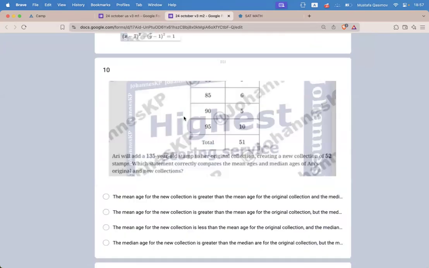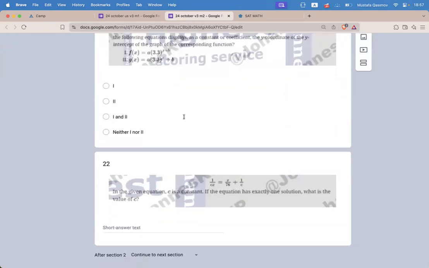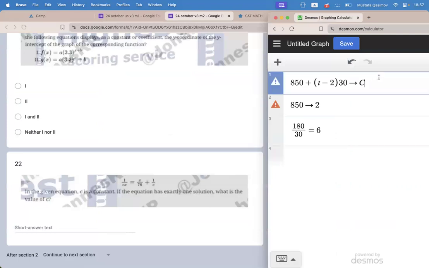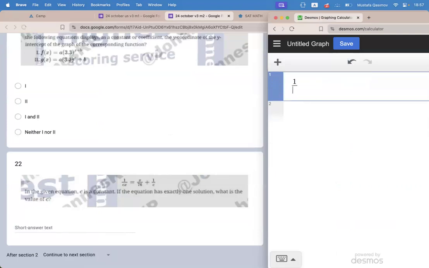Okay. Let's start from 22. Okay, for 22 again. 1 over cx is equal to x over 7.